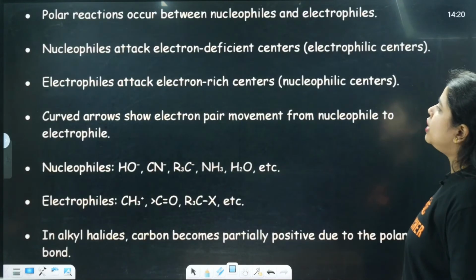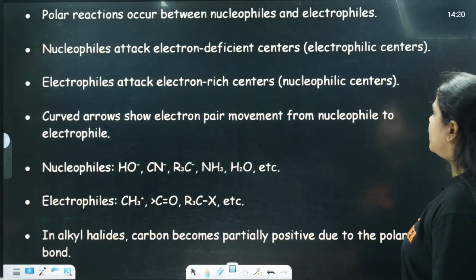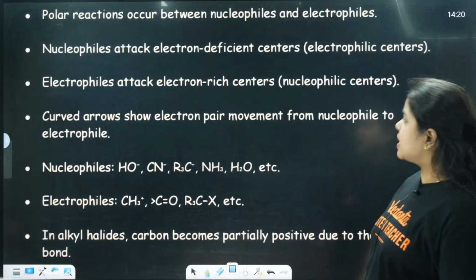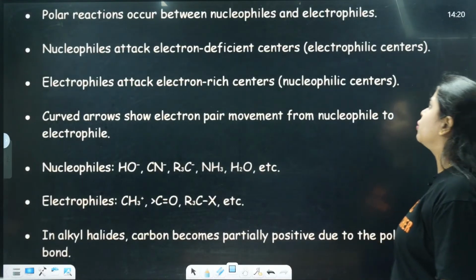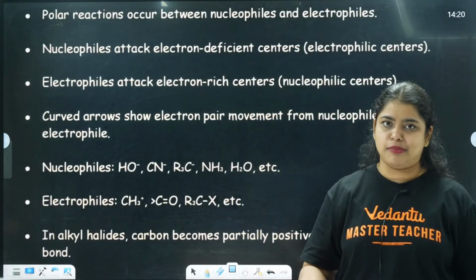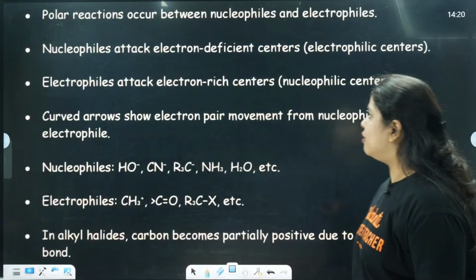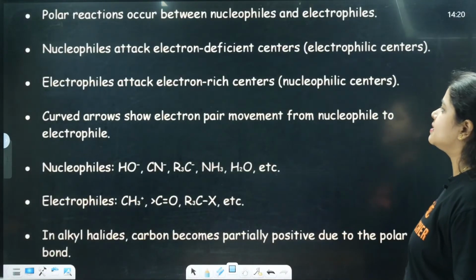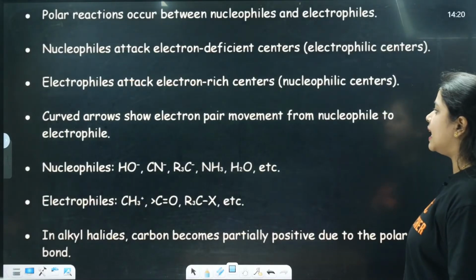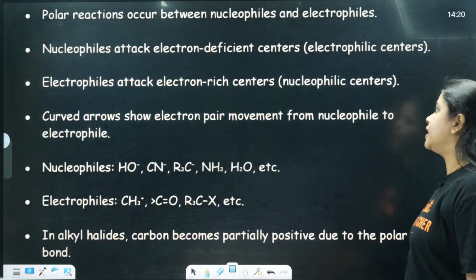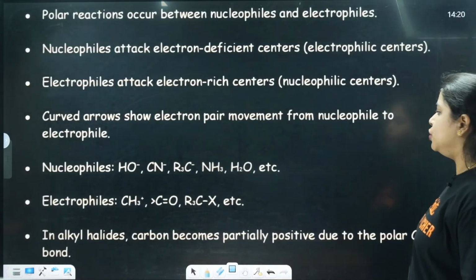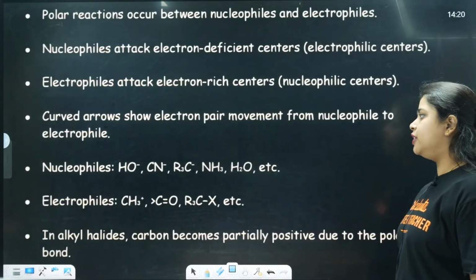Next, polar reactions occur between nucleophiles and electrophiles. So whenever polar reactions are happening, they occur between the nucleophile and the electrophile. Okay, we will be having something in between also. Now nucleophiles attack the electron deficient centers like electrophilic centers, and electrophiles attack the electron rich centers like nucleophilic centers, and the curved arrows show the electron pair movement from the nucleophilic to the electrophilic center.